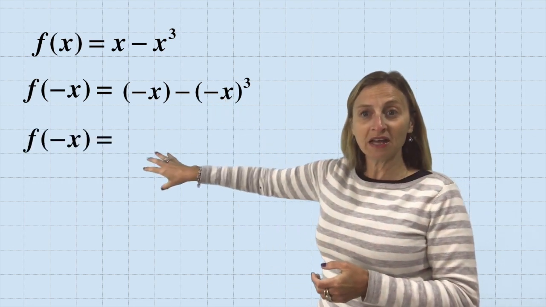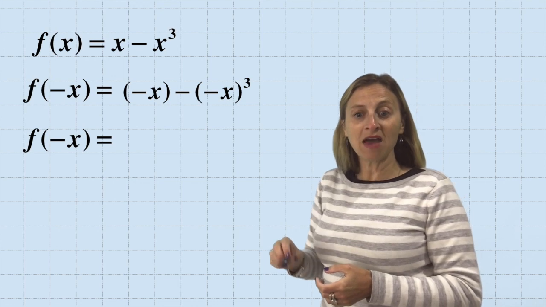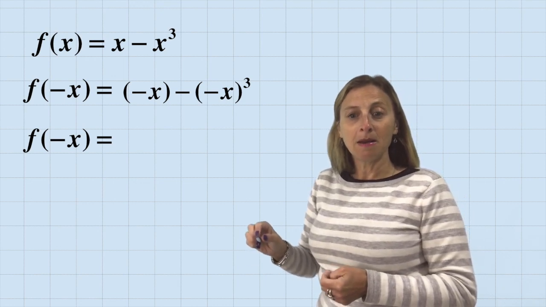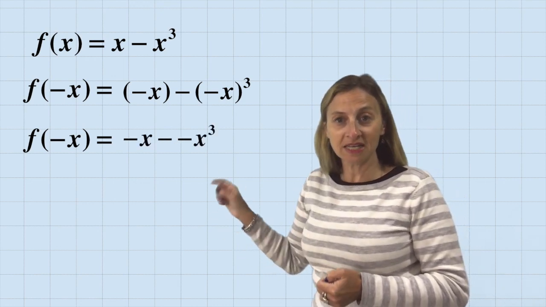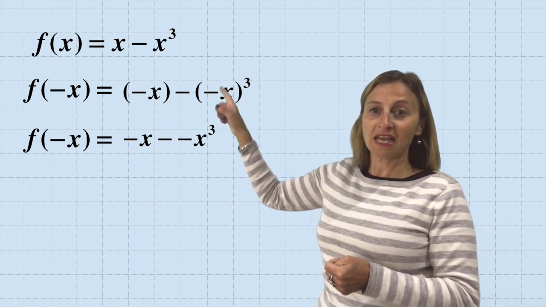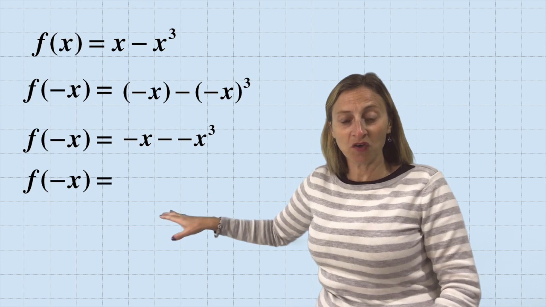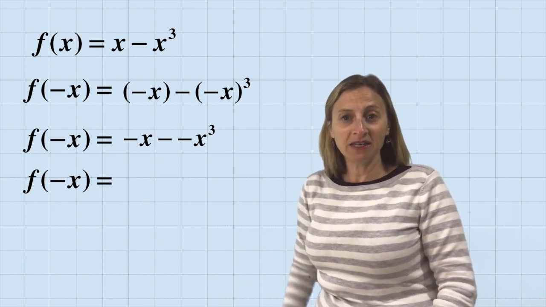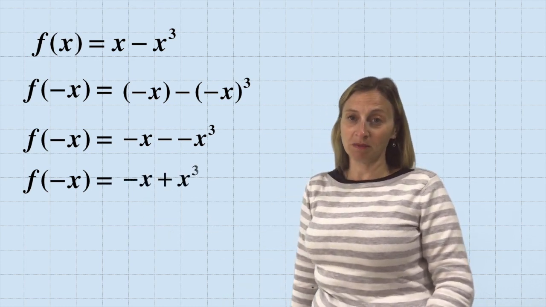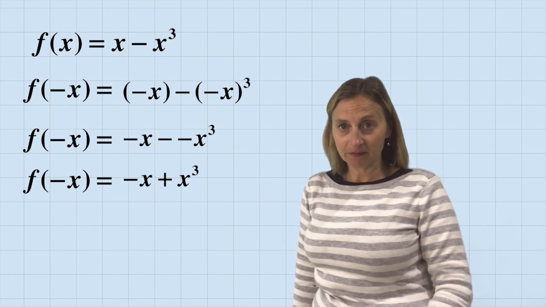Then we use our next line to simplify it. So we have minus x minus x cubed, because minus x all cubed is minus x cubed. And then we simplify it further, in which case I get minus x plus x cubed, because a minus and a minus is a plus.